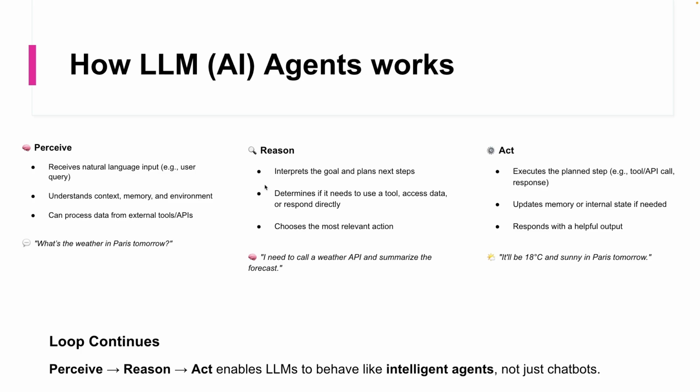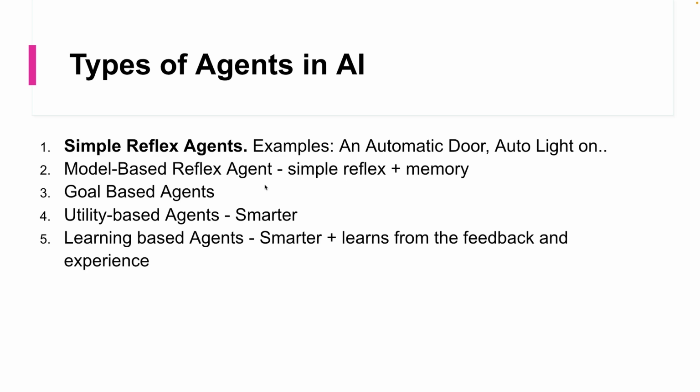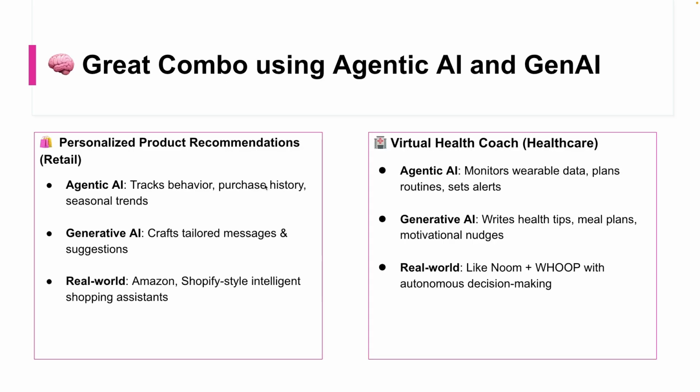So this is how humans learn, right? When you learn from your mistakes, or when you learn from other tools or external knowledge, you behave differently, right? So that's how this entire loop works for an AI agent: perceive, reason, and act. So types of agents in AI, we have simple reflex agents, model-based reflex agents, goal-based agents, utility-based agents. I mean, there are a lot of examples. I'm not going to cover this right now.